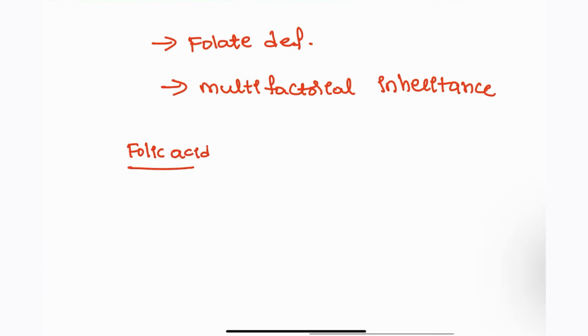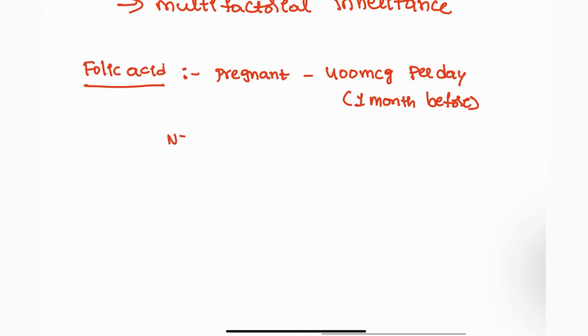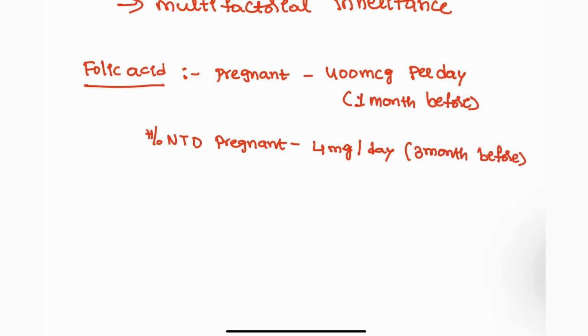Basically, normally we are going to start all pregnant women on 400 micrograms per day, at least 1 month before conception. Next, for a patient with a history of neural tube defects in a previous pregnancy, we are going to give 4 milligrams per day, at least 3 months before we start. Before their conception, we are going to start.